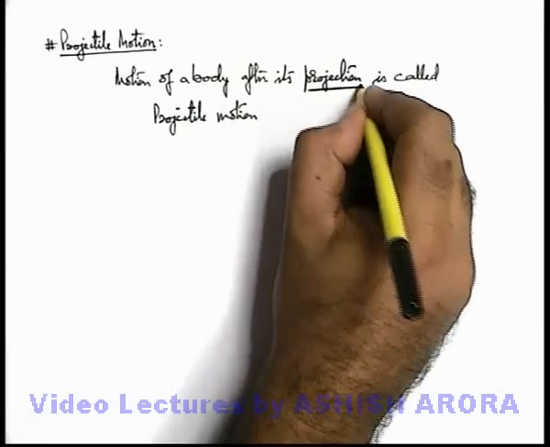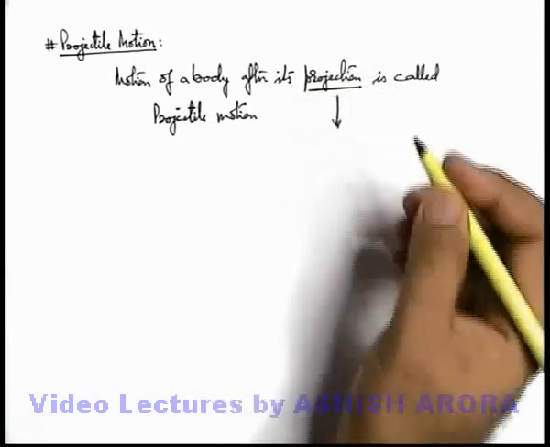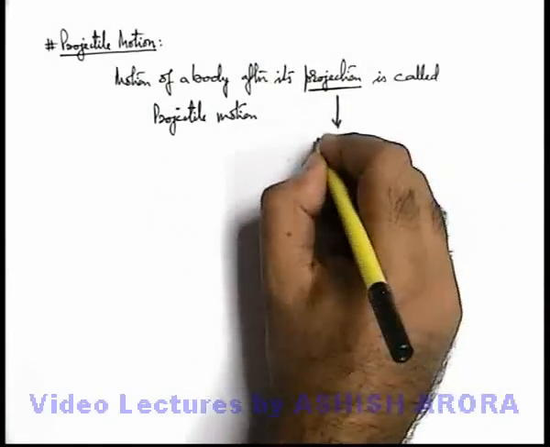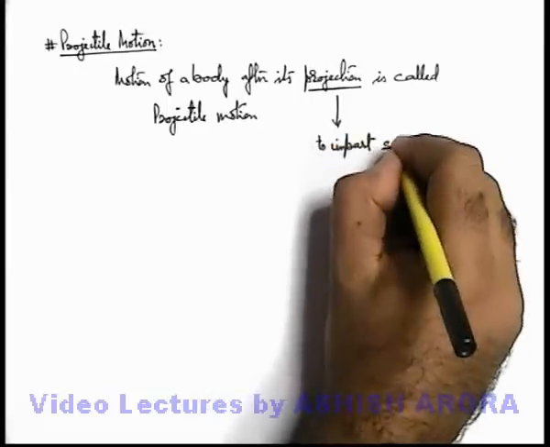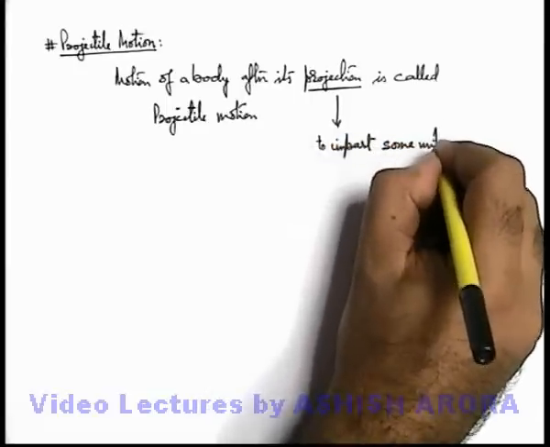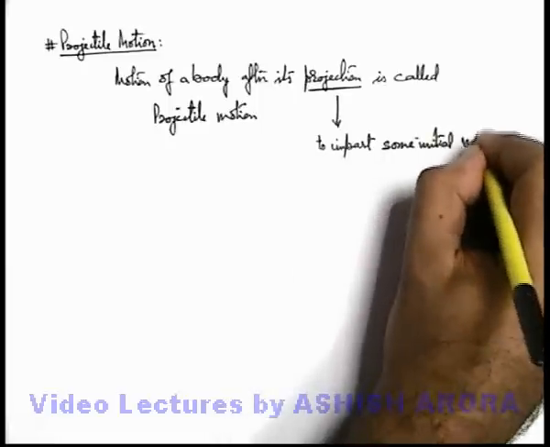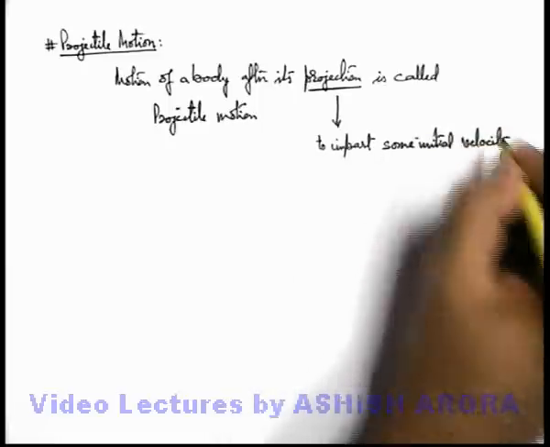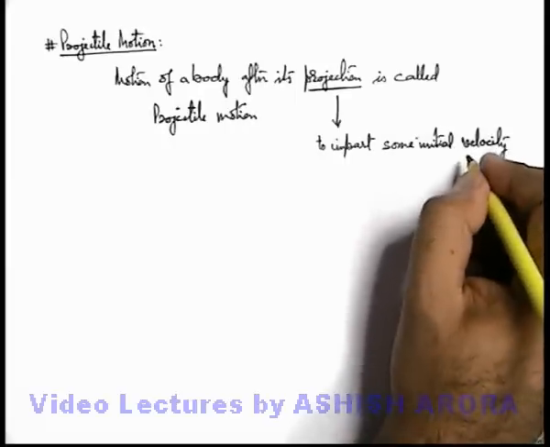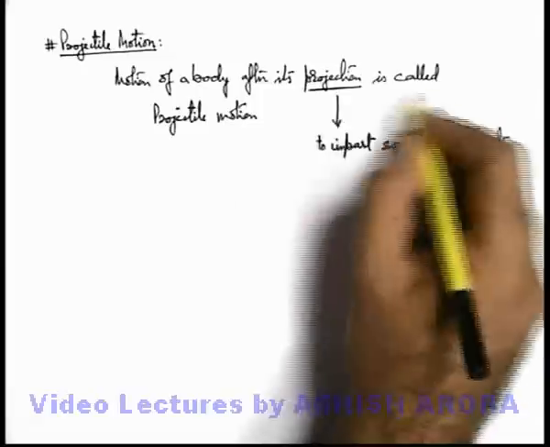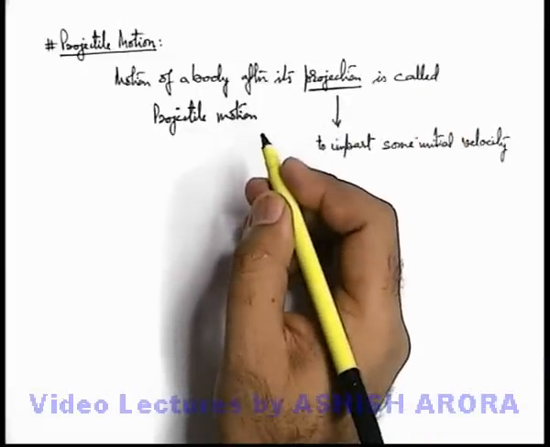And if we just talk about projection, we can simply state projection means just to throw or just to impart some initial velocity. If you impart some initial velocity to a particle, that means we are projecting a particle or we are throwing a particle. This motion we call projectile motion.